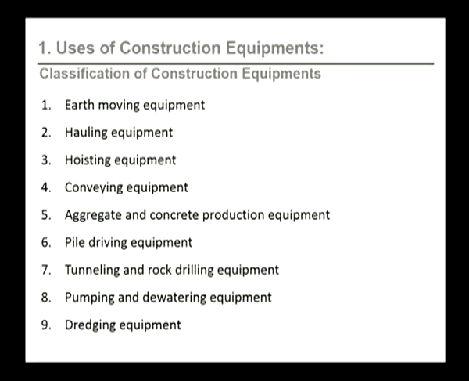We learned about the various classifications of construction equipments. We covered earth moving equipment, hauling equipments, hoisting equipments and conveying equipments in terms of conveyor belts. We covered aggregate and concrete production equipment, pile driving equipment, tunneling and rock drilling equipment, pumping and dewatering equipment and dredging equipment. So, we learned about the descriptions, the uses and also how significant these equipments are in the construction industry.